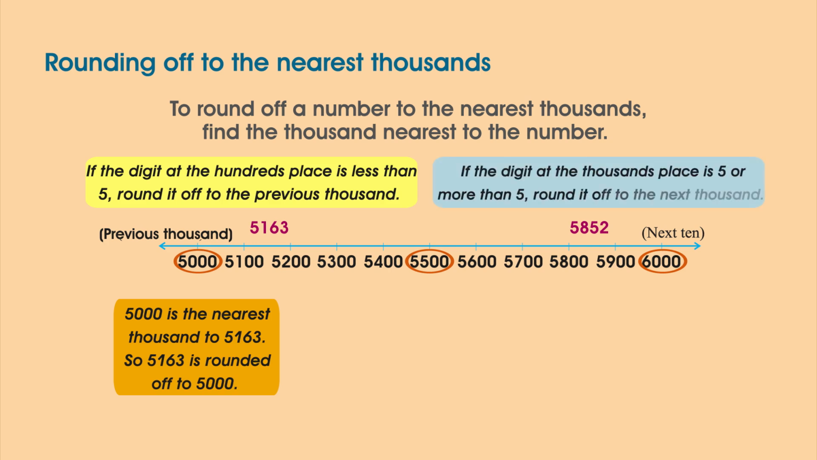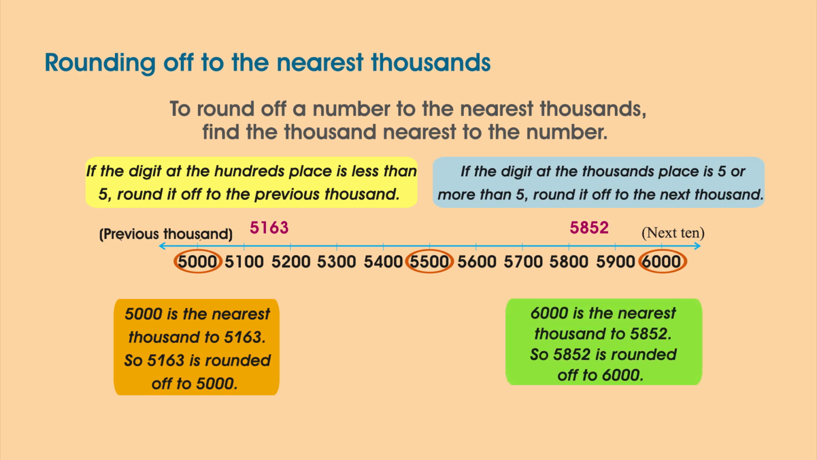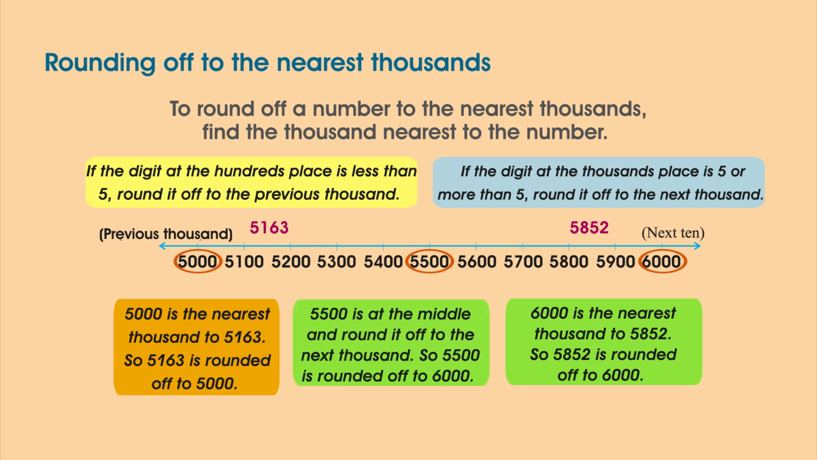If the digit at the hundreds place is 5 or more than 5, round it off to the next 1000. 6000 is the nearest 1000 to 5852. So 5852 is rounded off to 6000. 5500 is at the middle and is rounded off to the next 1000. So 5500 is rounded off to 6000.